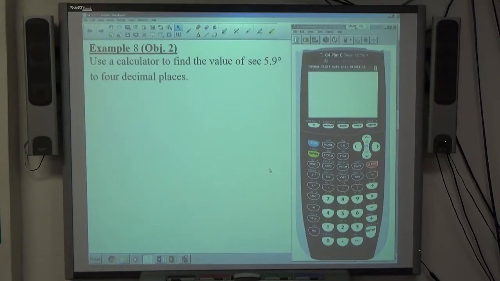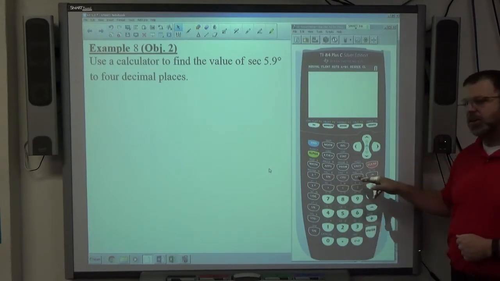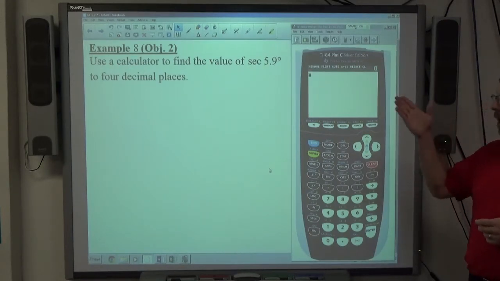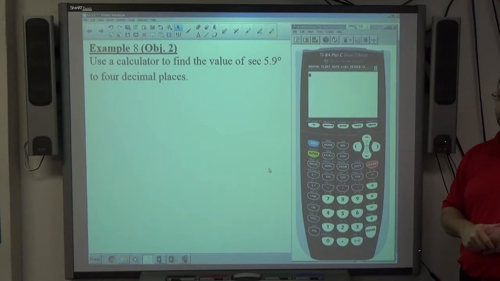Okay, when they actually say use a calculator to find the value, that means now they want an approximate value with the calculator. You have your three friendly sine, cosine, tangent trig functions on your calculator, but they don't have the secant, cosecant, cotangent. So I really wanted to focus on those in these example problems, the reciprocal functions.